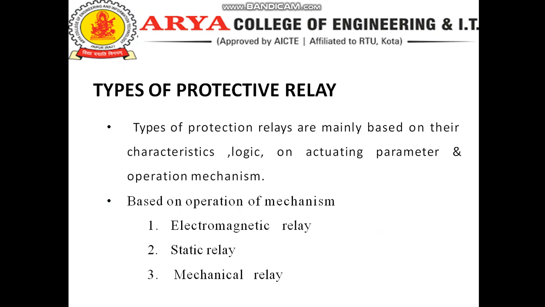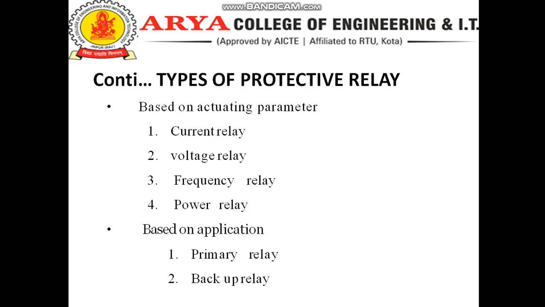The types of protective relay are mainly based on their characteristics, logic, actuating parameter, and operation mechanism. Based on operation mechanism, the first one is the electromagnetic relay, the second one is the static relay, and the third one is the mechanical relay. Based on actuating parameter, it can be classified as current relay, voltage relay, frequency relay, and power relay. And based on the application, the relay can be classified as primary relay and backup relay.